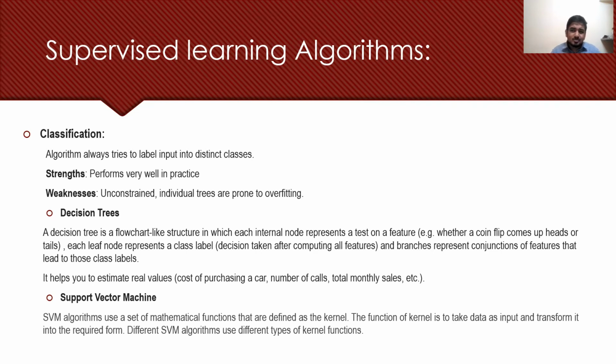So there are two algorithms which do classification for supervised machine learning. There is classification for unsupervised machine learning too, but we will talk about it later. So, decision tree. A decision tree is a flowchart-like structure in which each internal node represents a test on a feature, just like whether, if we flip a coin, the coin is head or tail. And each leaf node represents a class label.